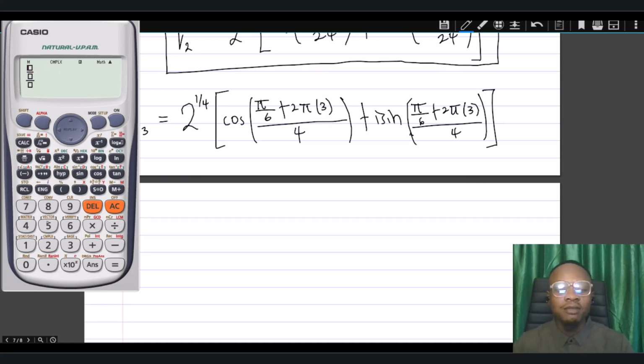This is going to be pi over 6. So we have pi divided by 6, then plus, this time around we have 2 pi multiplying 3, that's a 6 pi. So we have 6 plus pi. Then we divide everything here by 4, so that gives us 37 pi over 24. That is still greater than pi, but we'll come back to simplify that. 37 divided by 24 pi.